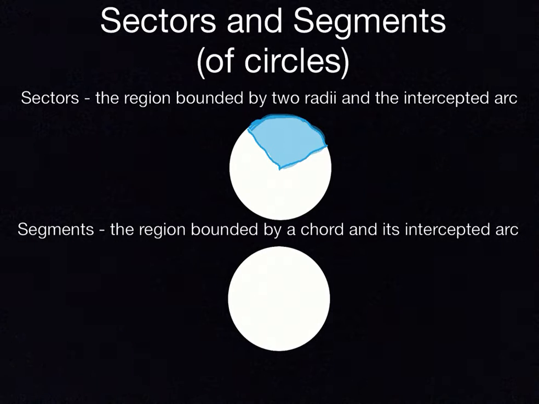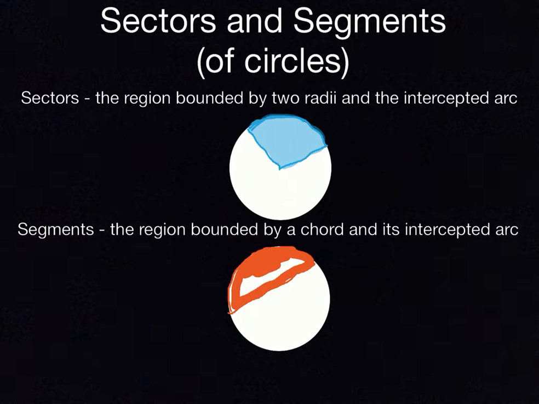Now, a segment, on the other hand, is the region bounded by a chord and its intercepted arc. So if you have a chord, let me try to redo that. If I have a chord that runs from maybe here to here, and you've got its intercepted arc, I'm trying to start on that circle there, and its region, this would be what a segment of a circle is. So you can kind of see the difference.